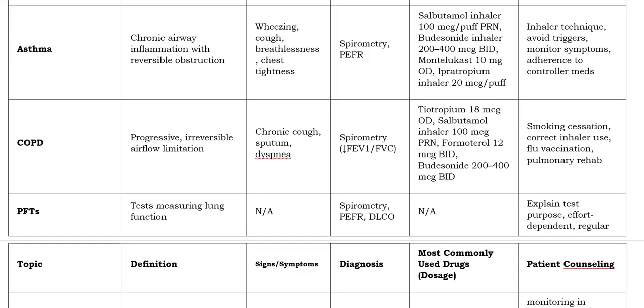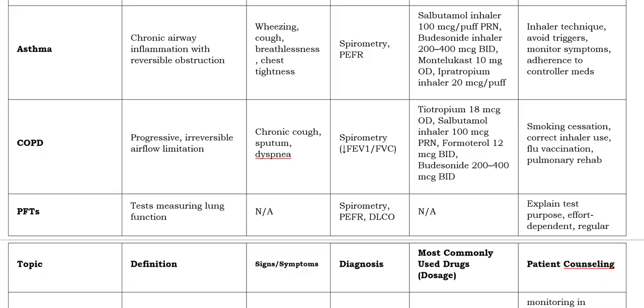How is COPD diagnosed according to the source? It's primarily confirmed by spirometry showing a reduced FEV1/FVC ratio that doesn't significantly improve after a bronchodilator. Yeah. That indicates fixed airflow limitation. Okay. And treatments aim to manage symptoms and slow progression. Tiotropium, 18 micrograms once daily, a long-acting anticholinergic. Salbutamol inhaler, 100 micrograms as needed, rescue inhaler. Same as asthma rescue. Yes. Formoterol, 12 micrograms twice daily, a long-acting beta agonist.